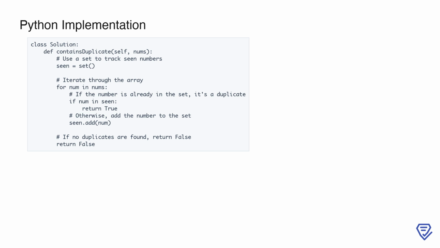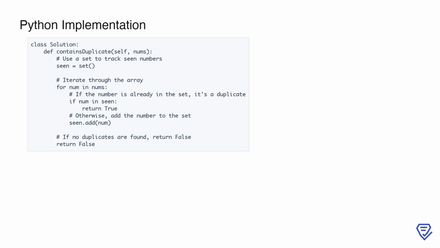If the loop completes without finding any duplicates, the function returns false, indicating that all the numbers in the list are distinct. This approach is both time and space efficient. The time complexity is O(n), where n is the length of the input list, because each element is processed at most once. The space complexity is also O(n) in the worst case, as the seen set may need to store all unique elements from the input list. In summary, this solution strikes a balance between simplicity and efficiency, leveraging the properties of sets to solve the problem in linear time.